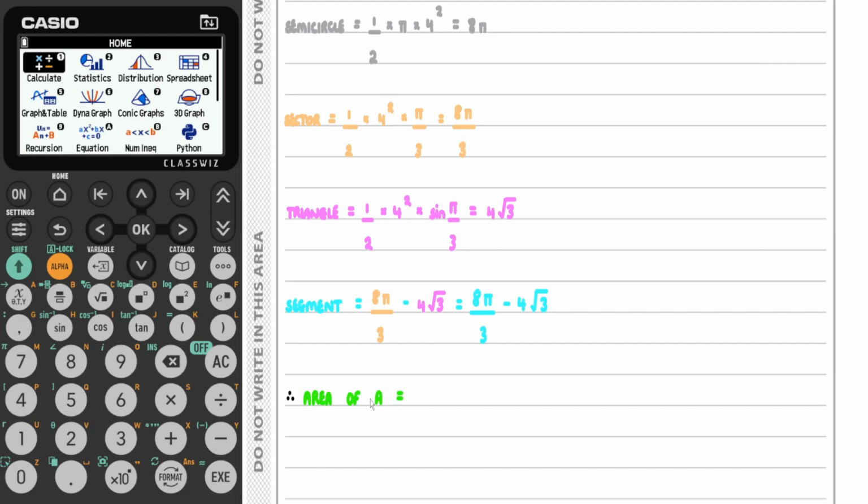And so the area of A will be the area of the semicircle, 8 pi, subtract the area of the segment, which is 8 pi over 3 subtract 4 root 3. So the area of A then is equal to 16 pi over 3 subtract 4 root 3.